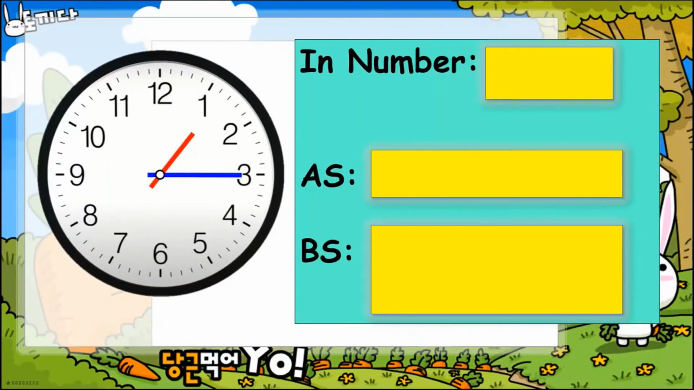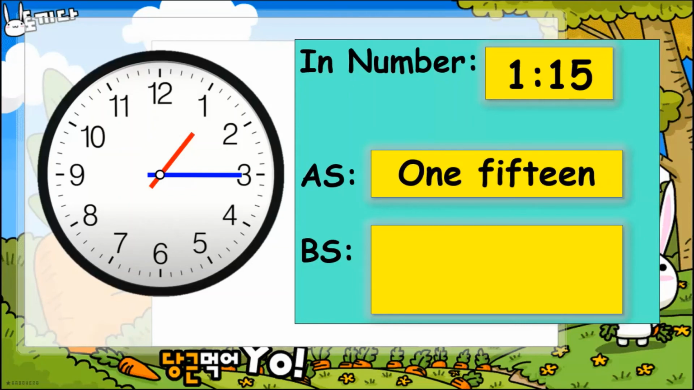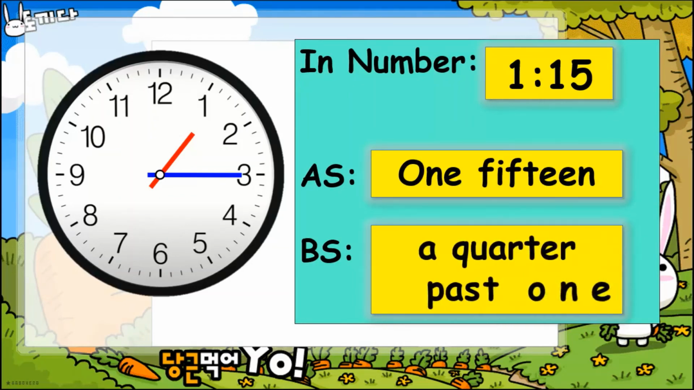Look at the picture. The hour hand points to 1, and the minute hand points at 3. In number, we can write the time as 1:15. We can read it as 1:15 or 1:15 in British style.